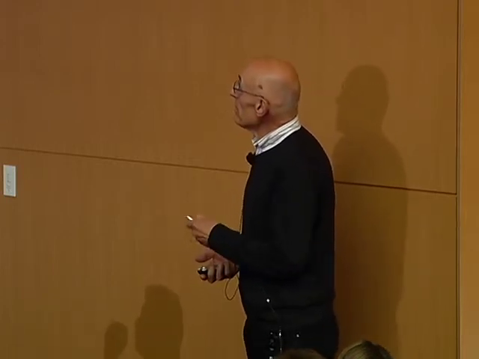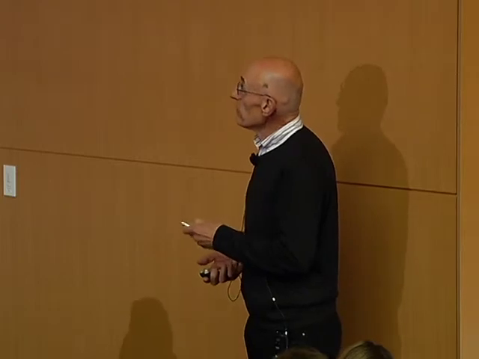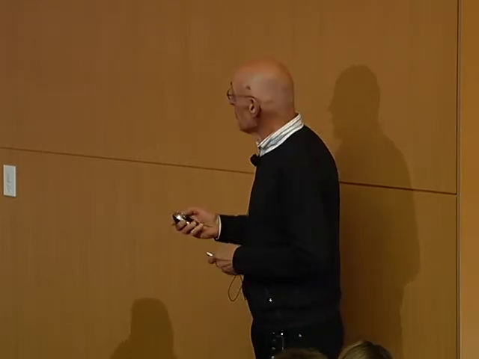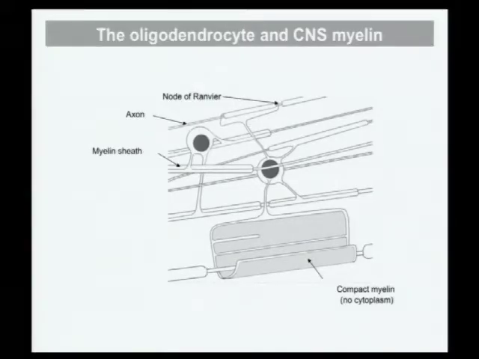Now, in the animal or in humans, the axons are not naked like this, but they are surrounded by myelin. And myelin in the central nervous system is a product of a very specialized cell called the oligodendrocyte, which extends several cytoplasmic extensions that wrap themselves around axons to form the myelin sheath.